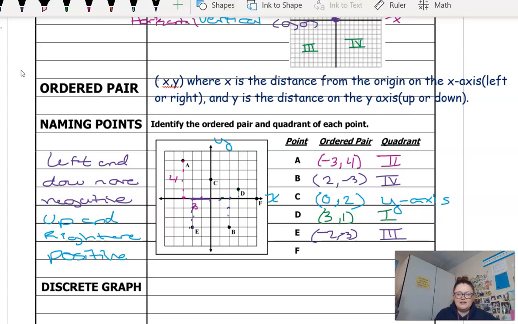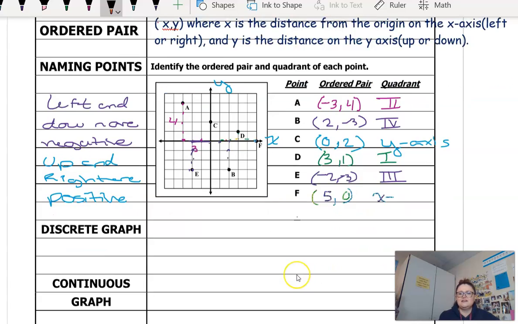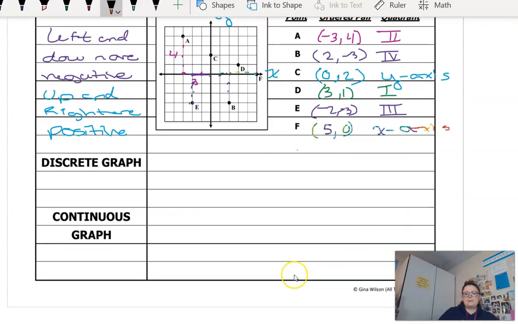And then our last one here is F. And F, you notice, goes 1, 2, 3, 4, 5 to the right, but then doesn't go up or down at all. So it's going to be 5, 0. And then that point, since it is on the x-axis, we would just say x-axis because it's not actually in any quadrant.